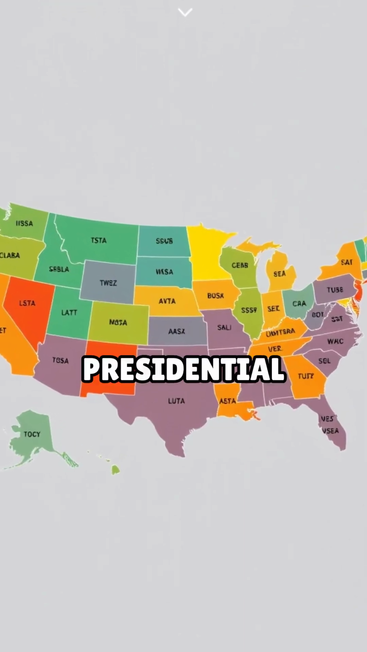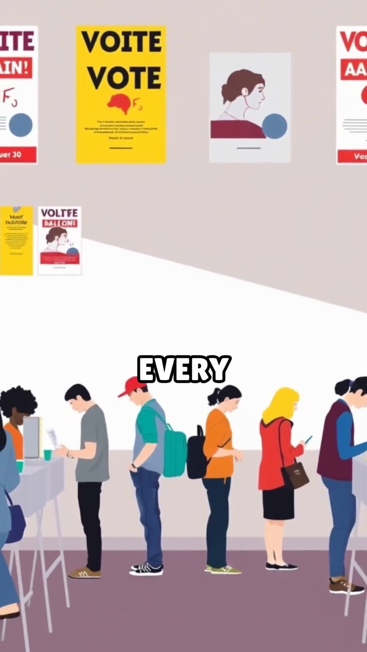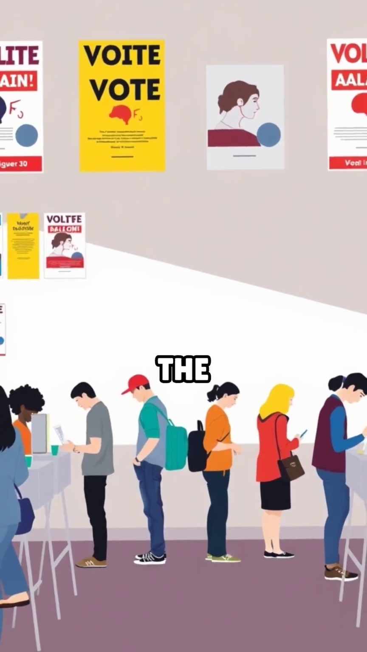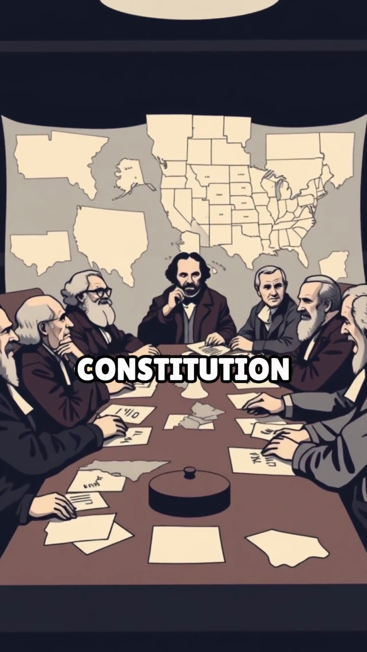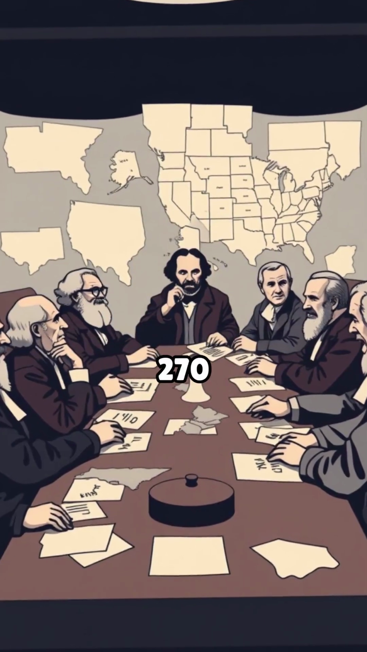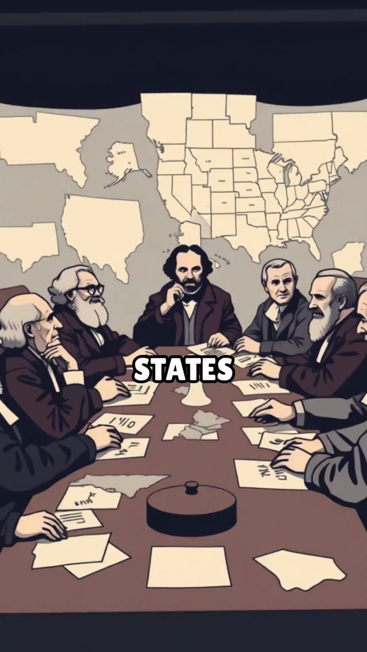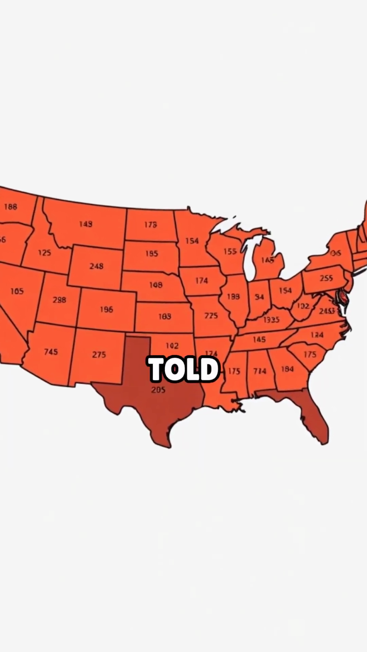A history of U.S. presidential elections in maps. The President of the United States is elected every 4 years by way of the Electoral College, a system devised by the creators of the Constitution that today requires a candidate to secure at least 270 electoral votes from the states to win. That means the history of presidential elections is one best told through maps.